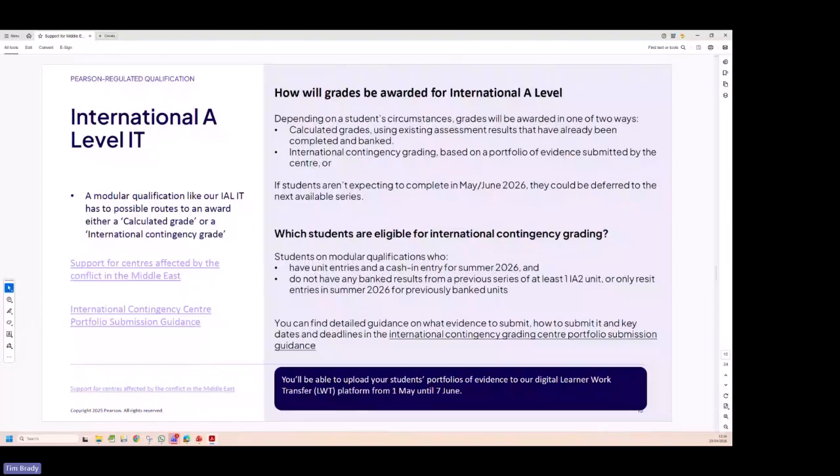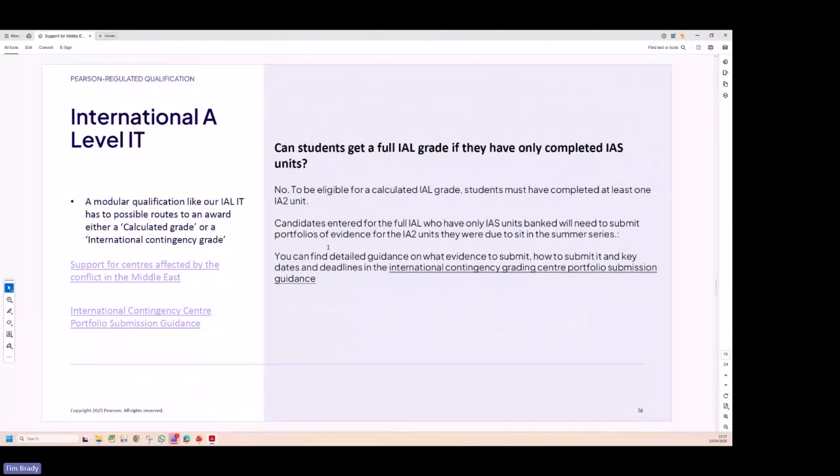An interesting issue with the international A level: you would be eligible for a calculated grade if you have 3 banked units, and one of those 3 would have to be an IA2 unit, so either unit 3 or unit 4. If you have unit 1 and 2 banked and you plan to certificate this year, we're not accepting those 2 units as sufficient evidence to calculate a grade. You can find the details on how to submit and what the key dates and deadlines are in this very important guidance document.